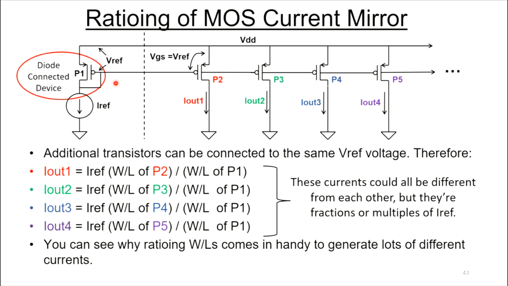Now they could be larger, maybe double, or they could be smaller, maybe half. But it's based on the ratio of the width over length of these devices to the width over length of this device here. So you can see this ratio comes in really handy when you need to generate a lot of on-chip currents.